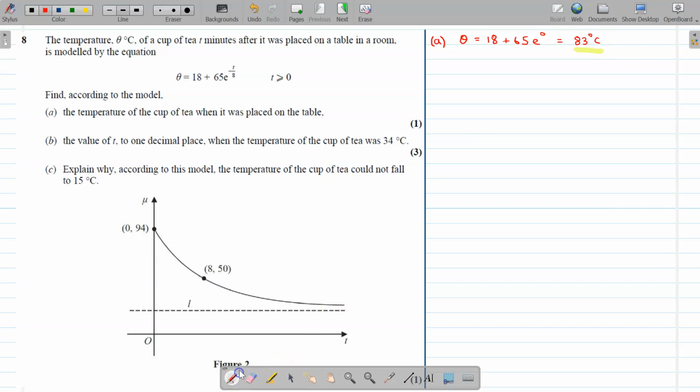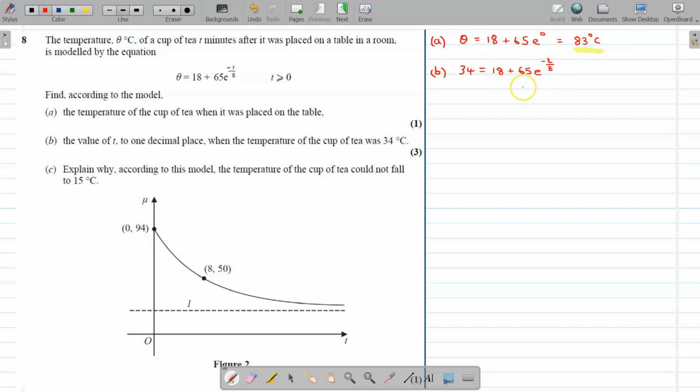Now question B is asking us to use the same formula but in a different order. We're given the value of theta as 34, and we know that that comes from 18 plus 65 times e to the power of negative t over 8, and we've got to find t. And by the way, this is negative t here. It just looks a bit like the fraction line has absorbed the minus sign, but just to be clear, that's a negative t over 8.